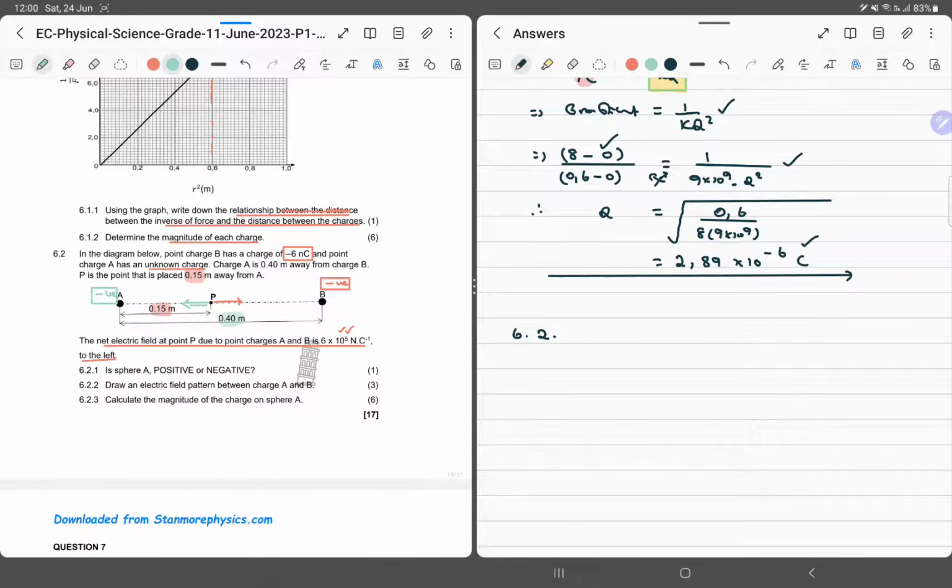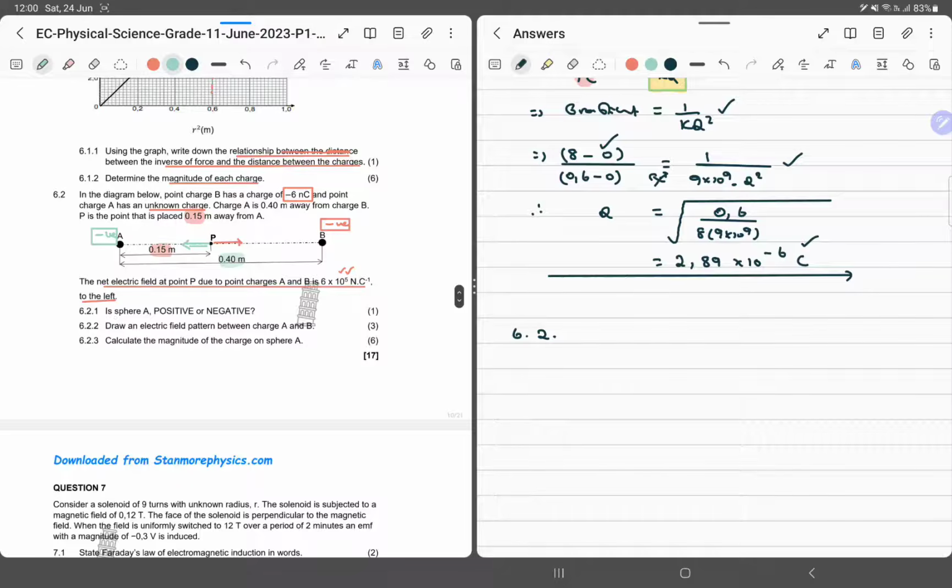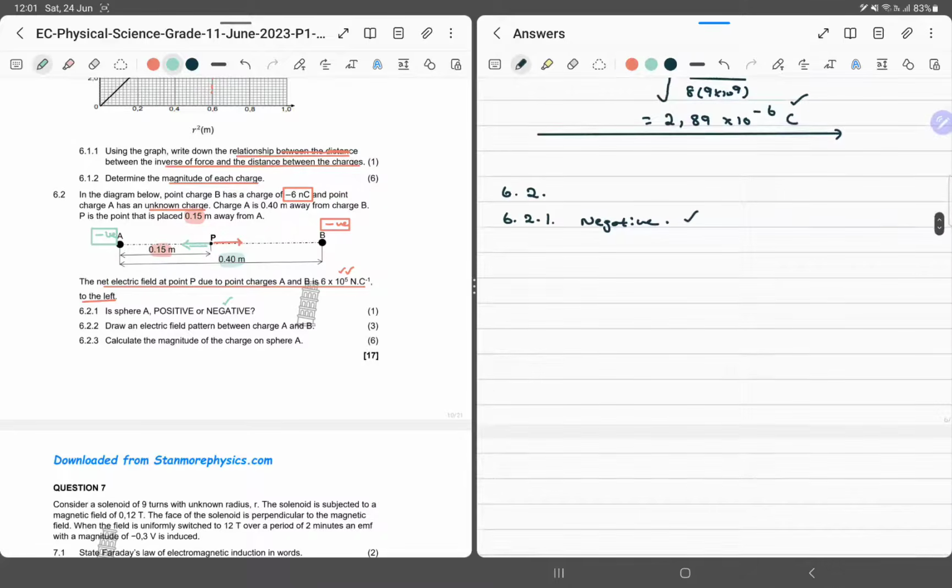Okay, great. So question says now, is sphere A positive or negative? Most definitely negative. So we know that to answer 6.2.1, we know that this is negative. Okay, so we get a mark and we smile.